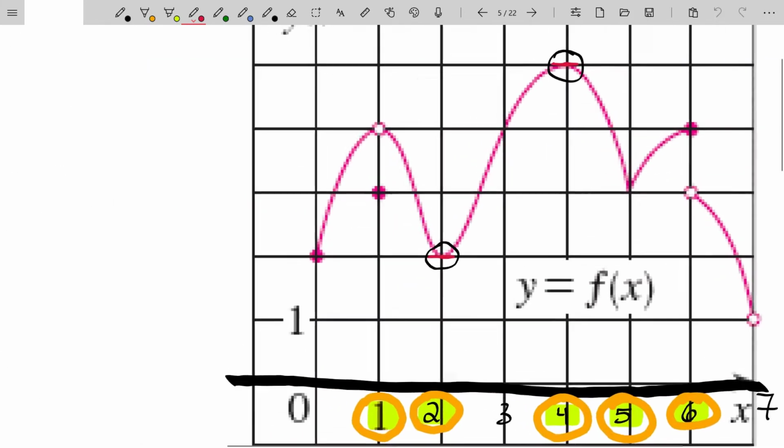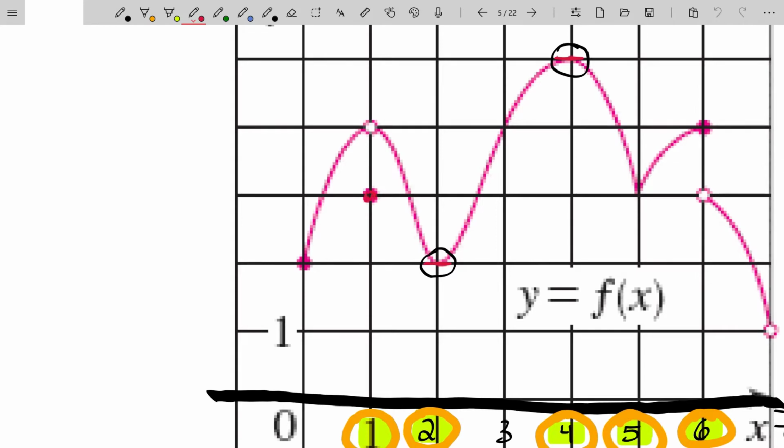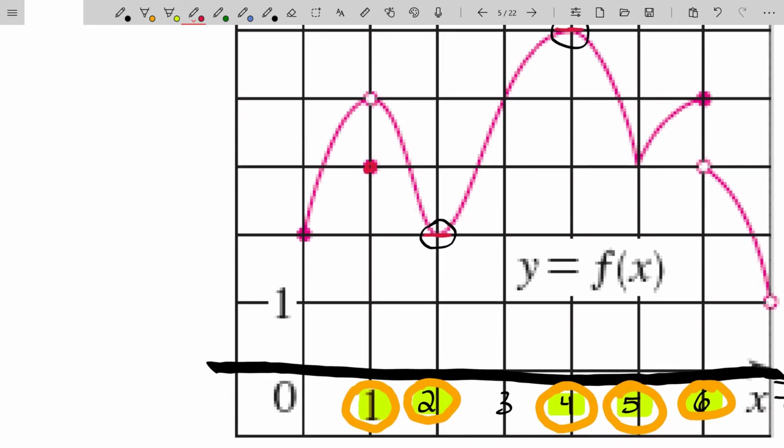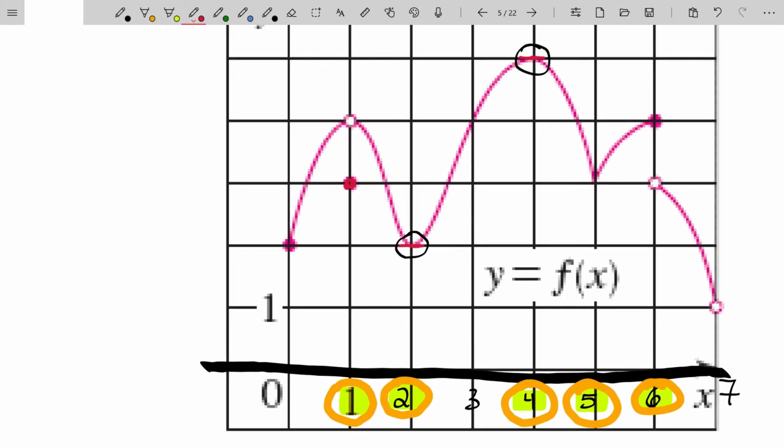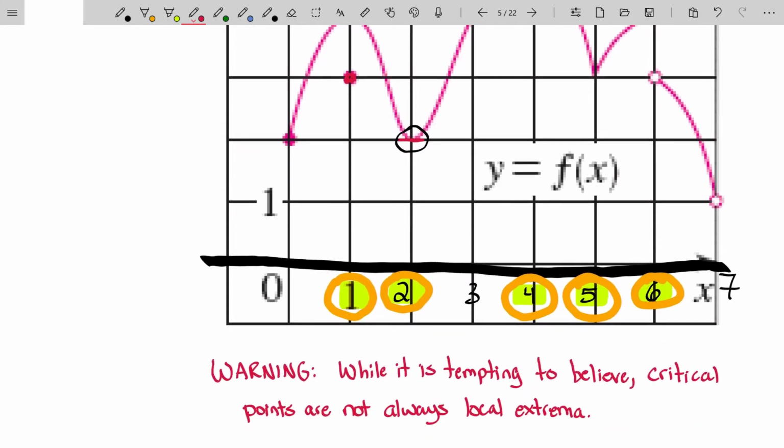So going back here, look at all the extremes. Local extremes at 1, 2, 4, 5, and 6. Notice that all of those are critical numbers, because the derivative doesn't exist at 1, it's 0 at 2, it's 0 at 4, it doesn't exist at 5, and it doesn't exist at 6. So again, local extremes give you critical numbers. But as I mentioned down here, critical numbers don't always give you local extremes. So the converse is not true.